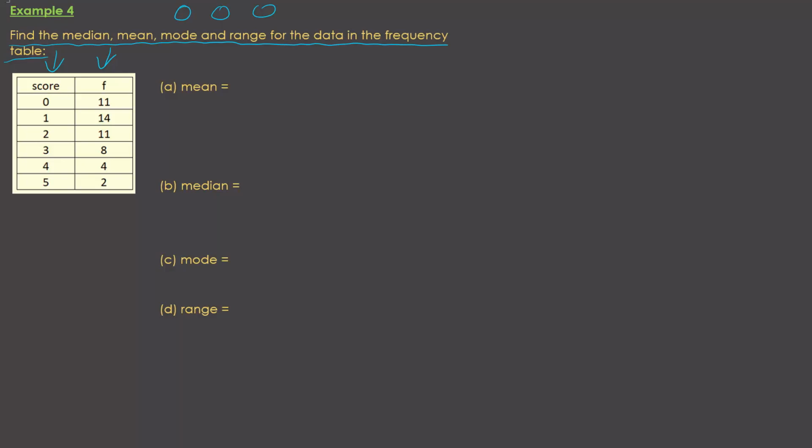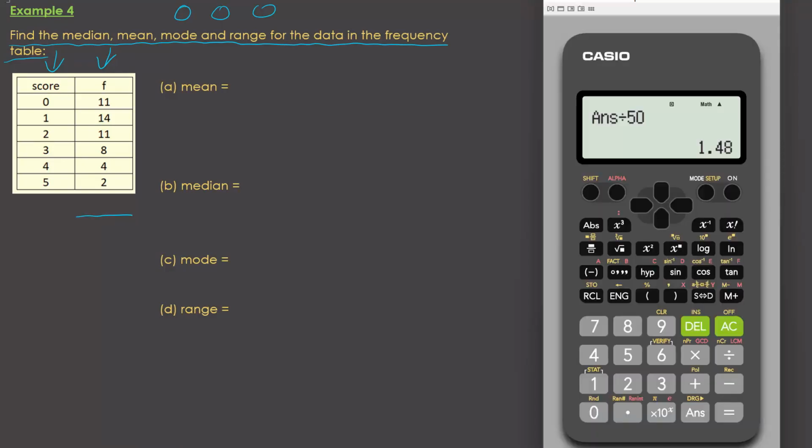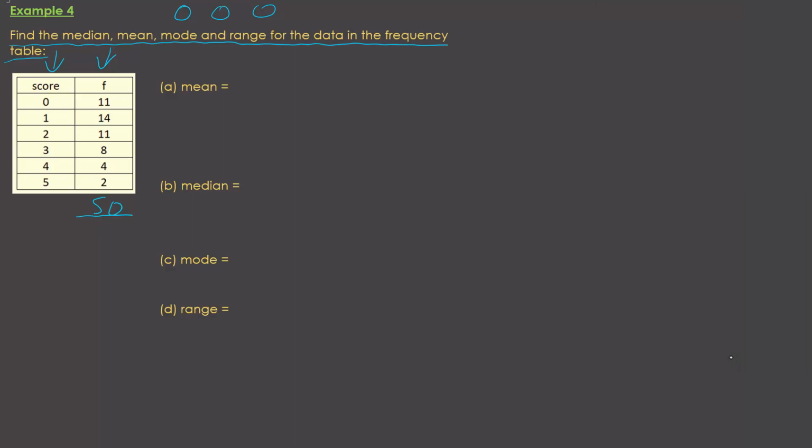We need to know what the total of the frequencies are, because that's how much data we have, or how many pieces of data we have. So we've got 11 plus 14 plus 11 plus 8 plus 4 plus 2, and that gives us 50 pieces of data.